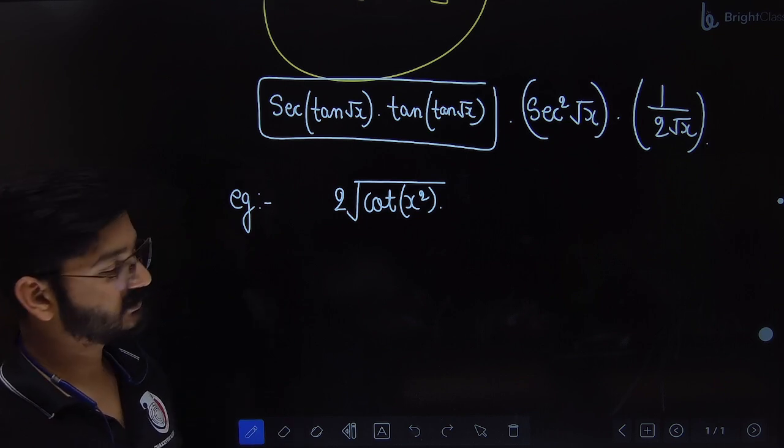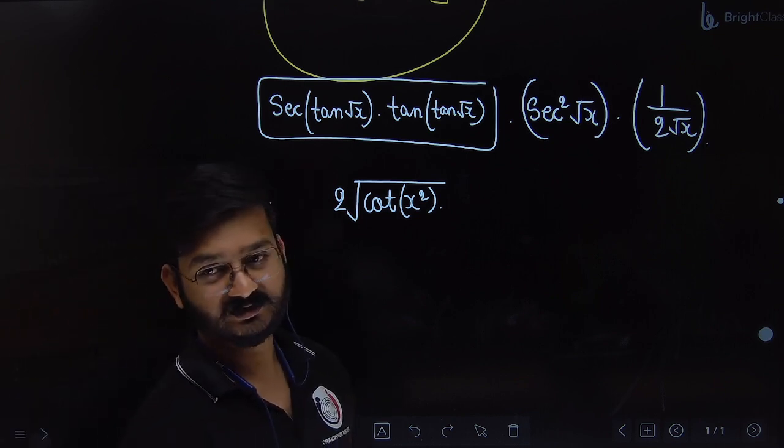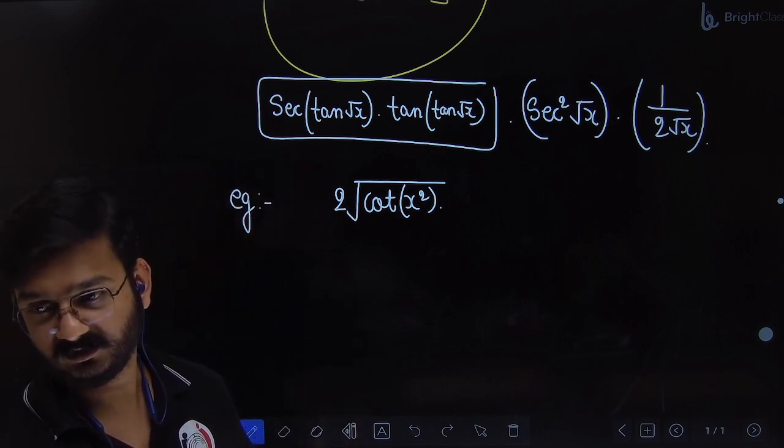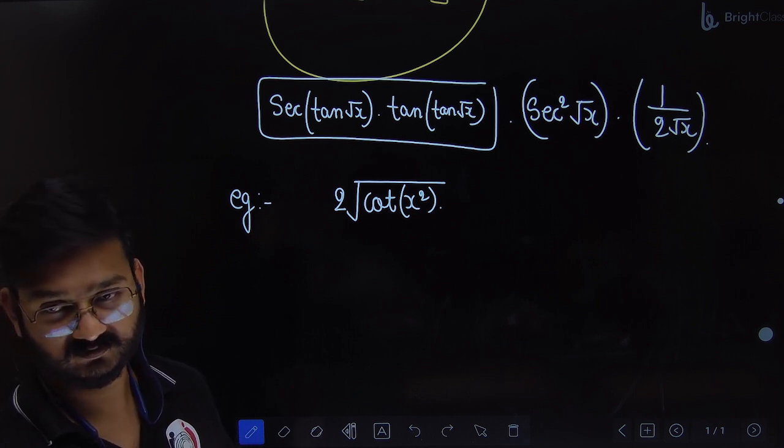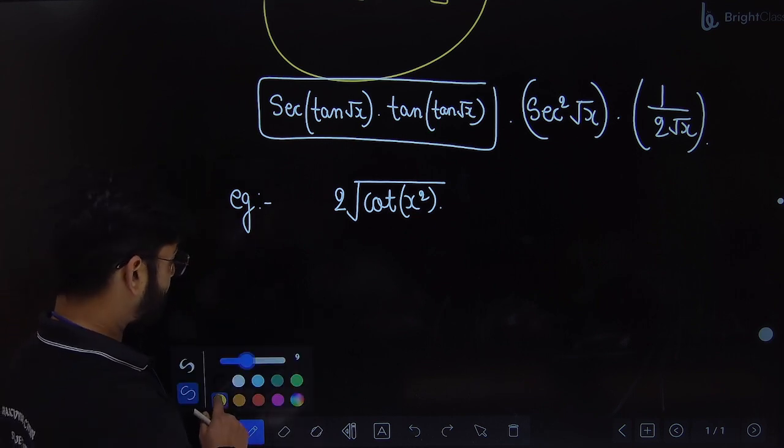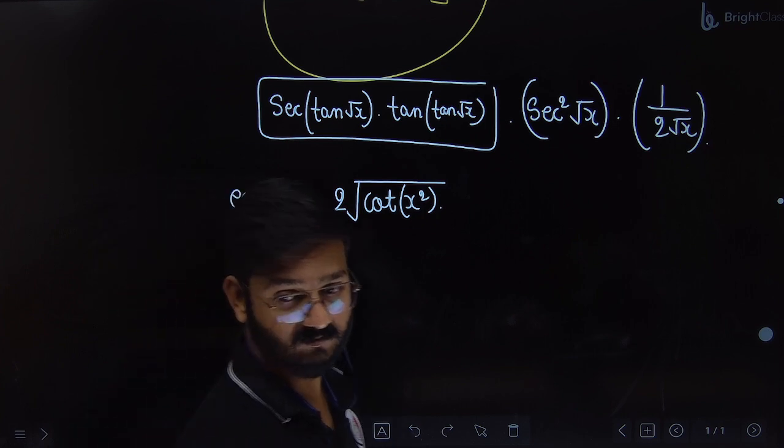What is the outermost function? Square root. Then what is the next function? Cot theta. What is the next function? X. Any answers? Anyone who has solved?